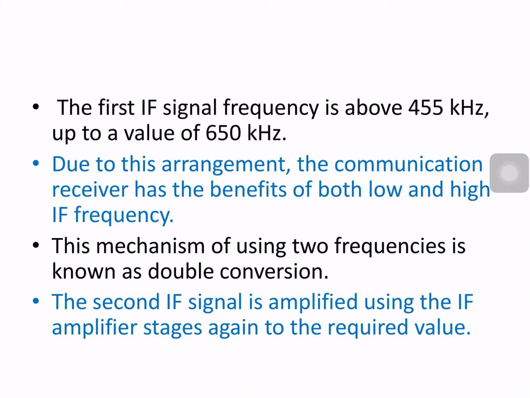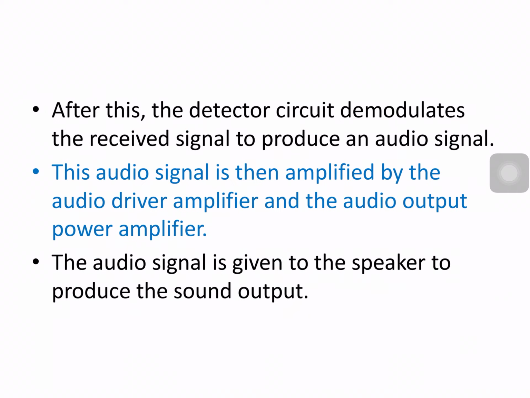The second IF signal is amplified using the IF amplifier stages again to the required value. Now after this, the detector circuit demodulates the received signal to produce an audio signal. This audio signal is then amplified by the audio driver amplifier and the audio output power amplifier, and the audio signal is given to the speaker to produce the sound output.